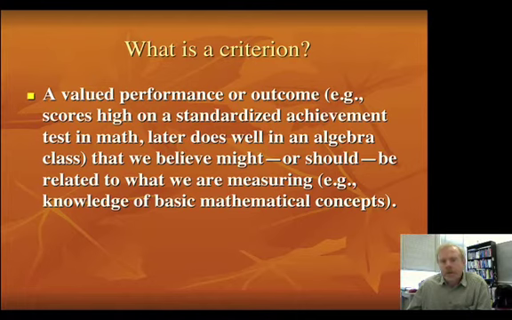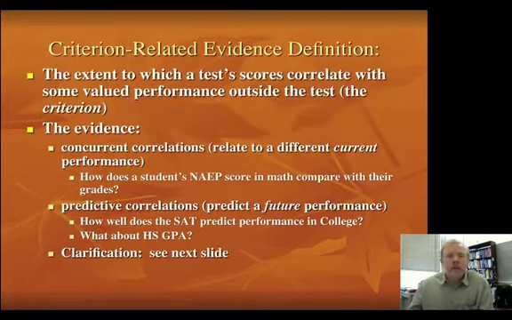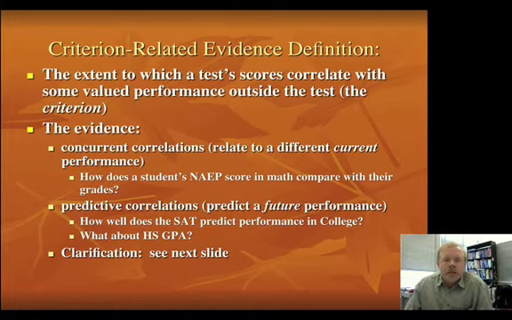But when you hear about people talking about a contingency table, what they're probably talking about is this idea of criterion relationships, that high scores on one thing are often related to high scores or high performance on another measure, like the SAT and first-year performance in college. So here's a little bit more of a definition for you. This is the extent to which your test score correlates with some valued performance that's outside the test, that criterion.